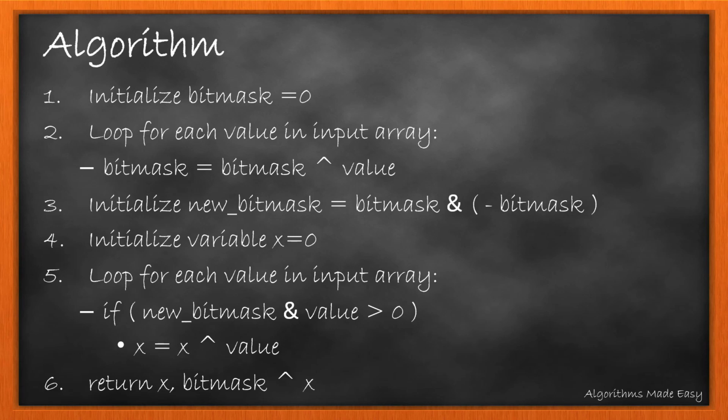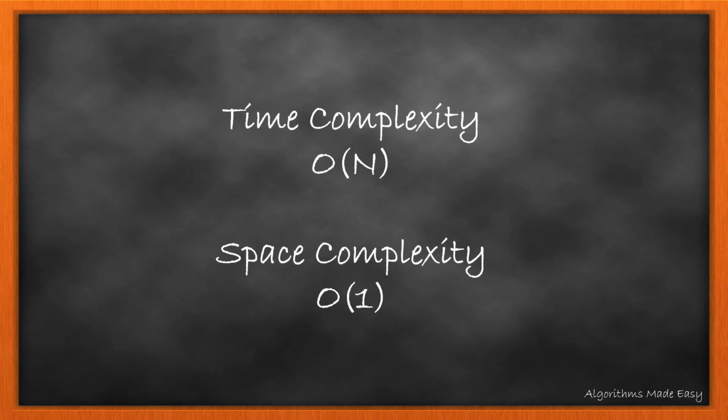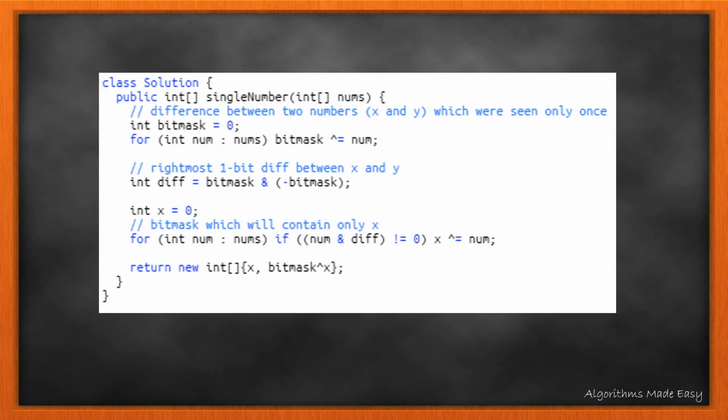Here is the algorithm. We will initialize a bitmask variable and loop on all the elements, updating the bitmask with the XOR of the bitmask and the element. Then we'll find a new bitmask by doing an AND operation on the bitmask and its 2's complement. We'll initialize x equal to 0. Then we will again loop on the input array, and for each element which gives a new bitmask AND element result greater than 0, we update x with x XOR element. At the end we return x and x XOR bitmask. The time complexity is O of n while the space complexity is O of 1. Here is the actual code snippet from the method.